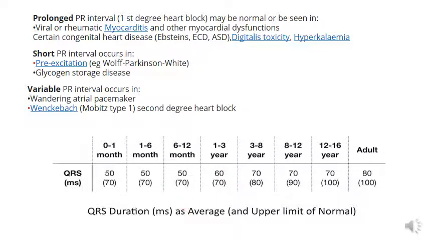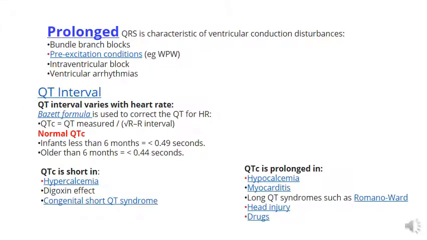You should check it and see it. Prolonged QRS complex is characteristic of ventricular conduction disturbance, like in bundle branch block, pre-excitation of Wolff-Parkinson-White, intraventricular block, and ventricular arrhythmia, whatever the type of arrhythmia, especially in VT, ventricular tachycardia.